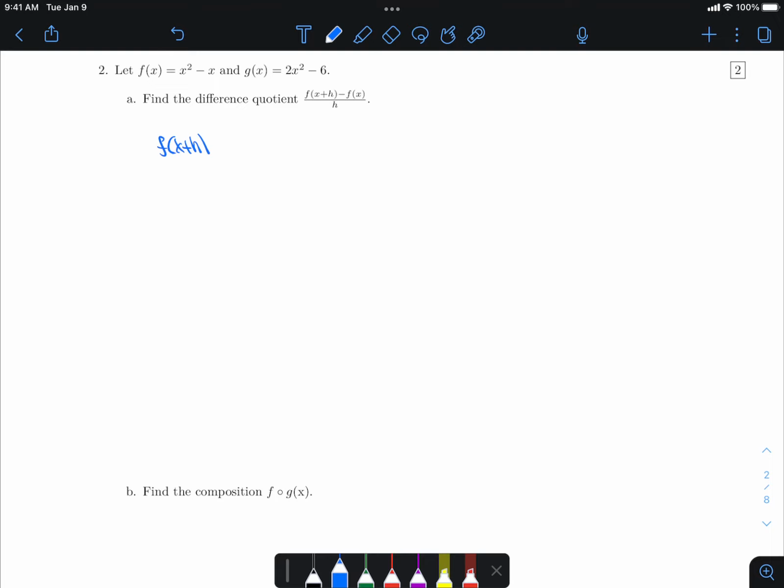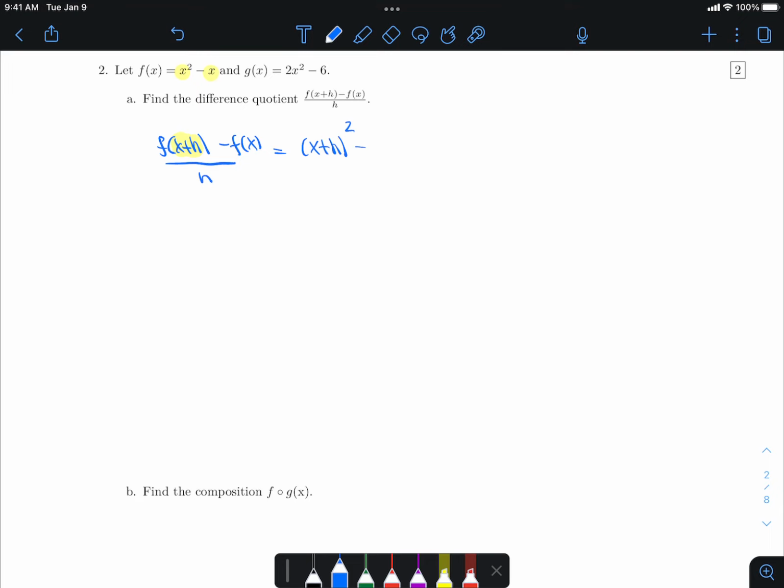f of x plus h minus f of x over h, the most important thing to remember is that you're taking x plus h, you're plugging it into f. So it's like x plus h is playing the role of x. So that is, wherever I see an x, I replace it by an x plus h.